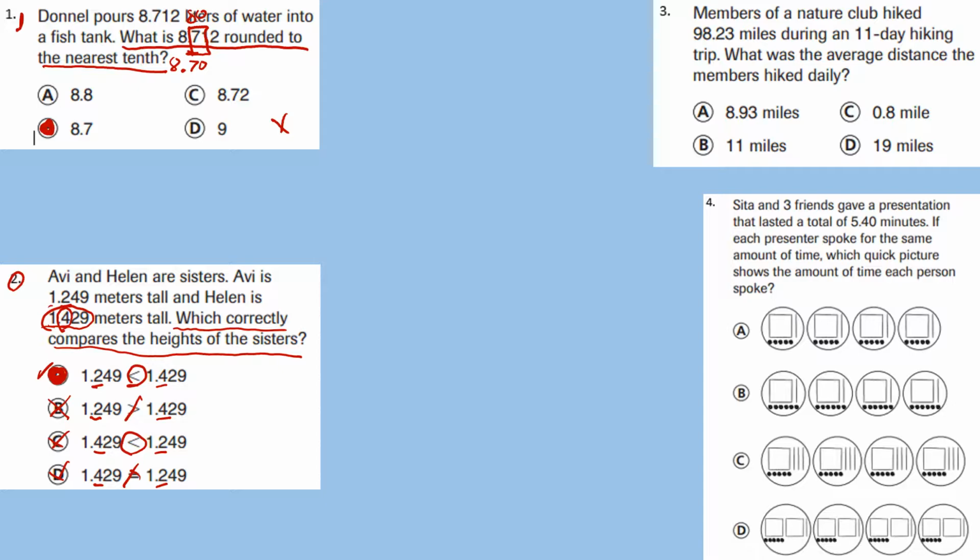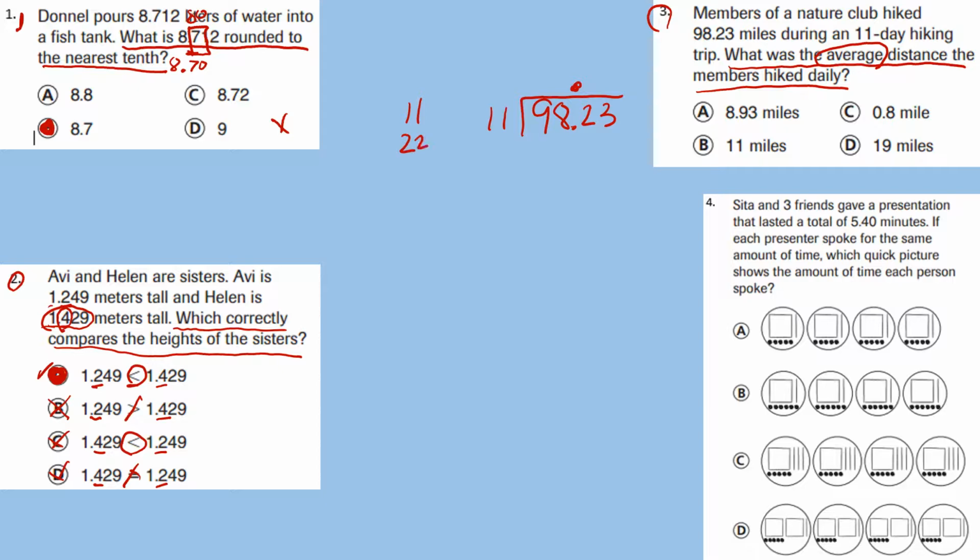Number 3. Members of a nature club hiked 98 and 23 hundredths miles during an 11-day hiking trip. What was the average distance the members hiked daily? Remember, when we look for average, we talked about how average means I want the length or distance of 1. And how do I find the length or distance of 1? We divide 98 and 23 hundredths divided by 11. First step, move my decimal to the top. Next step, make a multiples list of 11.